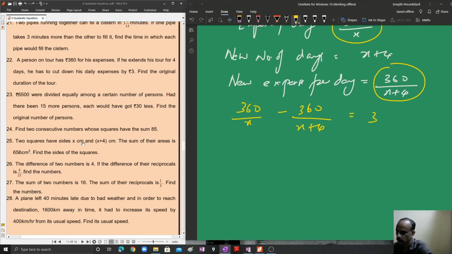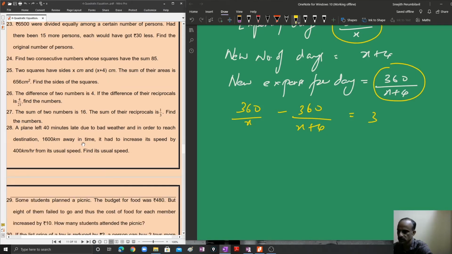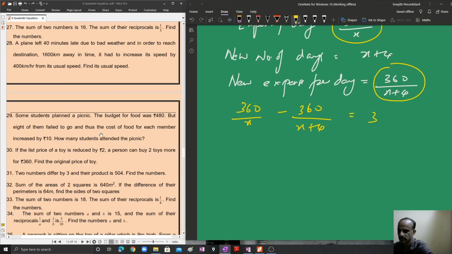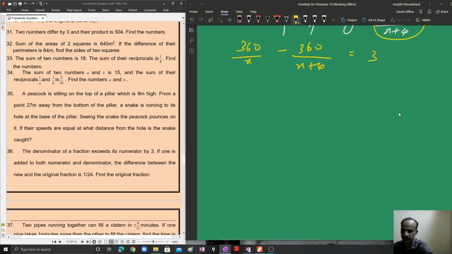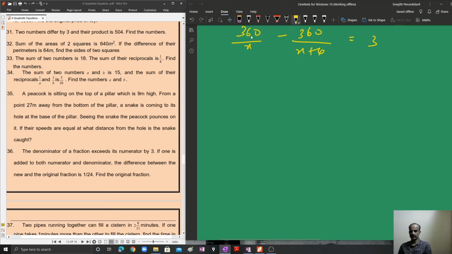Now the questions are all the same type, for practice. Question number 35 is there. It's a very deadly question. Anyway, we will do it. It can be asked, especially in the internal examination.